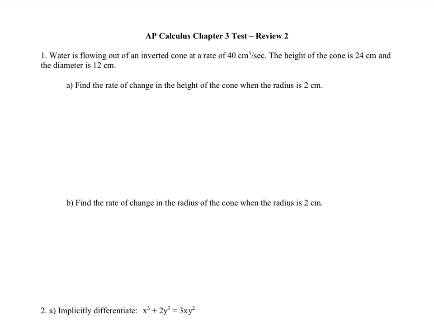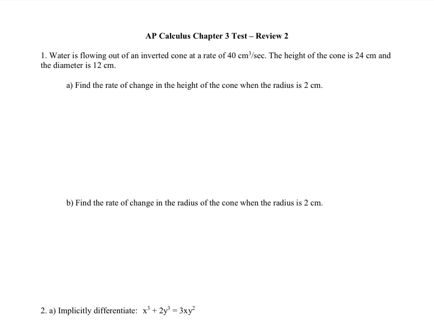On this first problem, it says water is flowing out of an inverted cone, the famous cone problems, at a rate of 40 cubic centimeters per second. The height of the cone is 24 centimeters, and the diameter is 12. First, we need to find the rate of change in the height of the cone when the radius is 2 centimeters, and then we need to find the rate of change in the radius of the cone when the radius is 2 centimeters. So let's do each one of these separately, but we will use the same diagram for both.